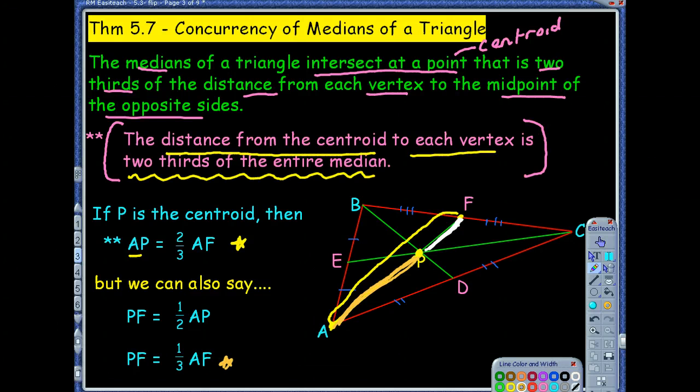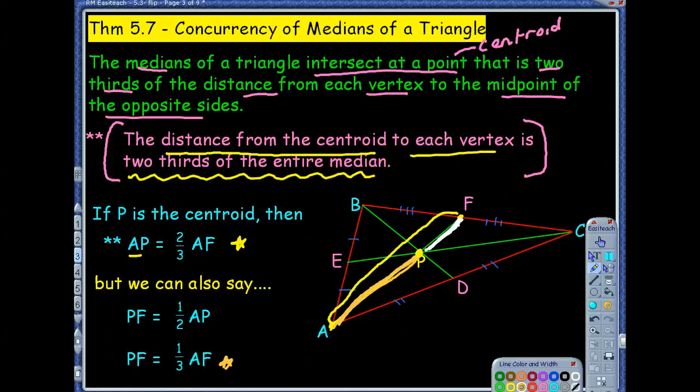Which is this idea here. I think that's easier to see. So PF is a third of this whole thing. Right. And if it's 1/3 and then AP was 2/3, then yeah, it's half of it. Exactly. So this segment here, PF, is half of AP.